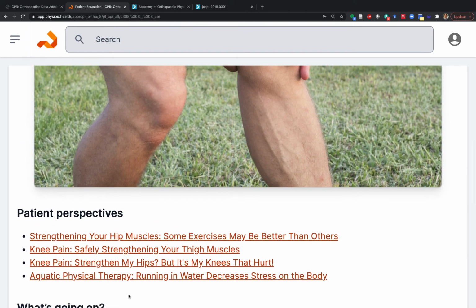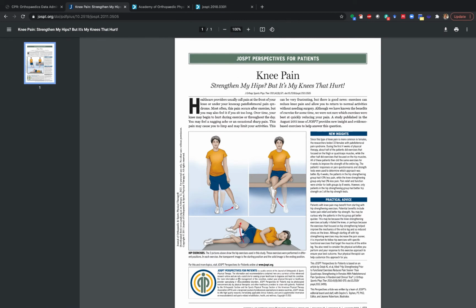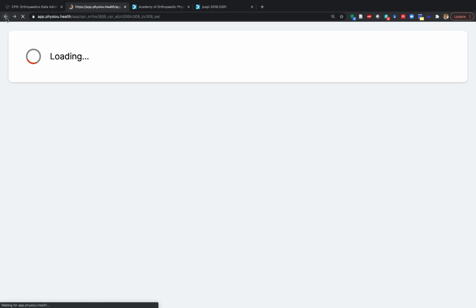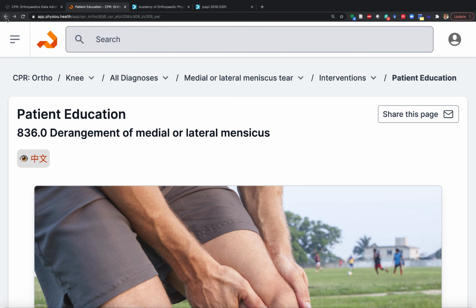And because of our partnership with JOSPT, the journal, you have a link to all their common patient perspectives. So for example, the patient asks you, why are you doing hip exercises? It's my knee that's the problem. Well, there's a patient education article here. Knee pain, strengthen my hips, but it's my knees that hurt. So there's a link to references that you can use to extend your window of care. Give patients things to read and study about. So you can share this page with your patients just by clicking on this link.